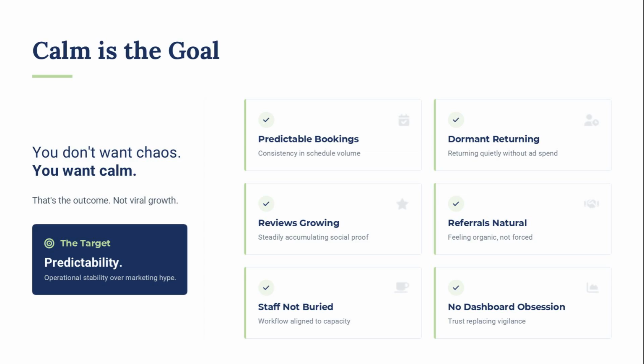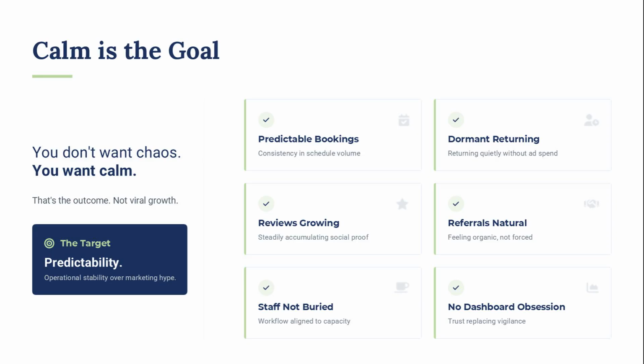You don't want chaos. You want calm, not constant spikes, not unpredictable dips, not reactive decision-making. Calm, predictable bookings, patients returning consistently, reviews growing steadily, referrals happening naturally, a team that isn't buried but aligned with capacity, a practice that doesn't rely on dashboards to feel secure. That's the real target. Not viral growth, not short-term surges. Predictability, not because demand suddenly increased, but because it stopped leaking.